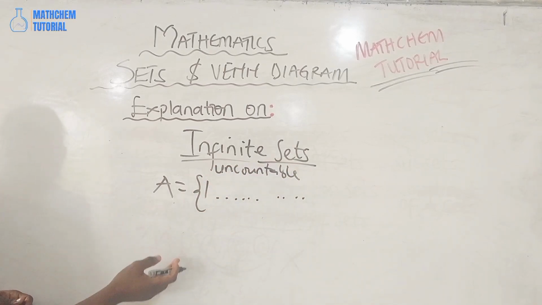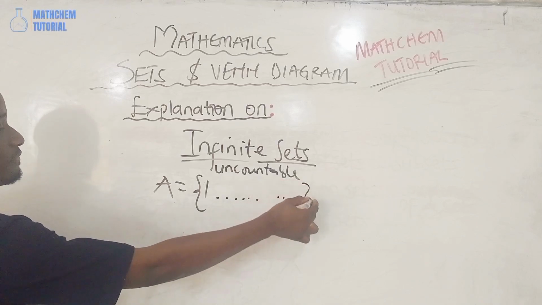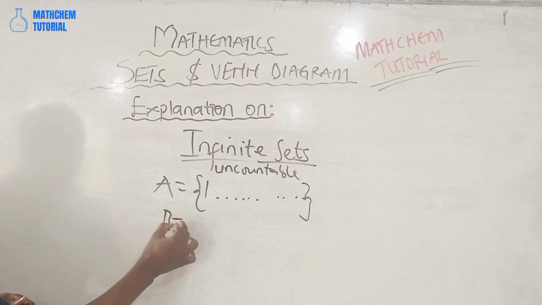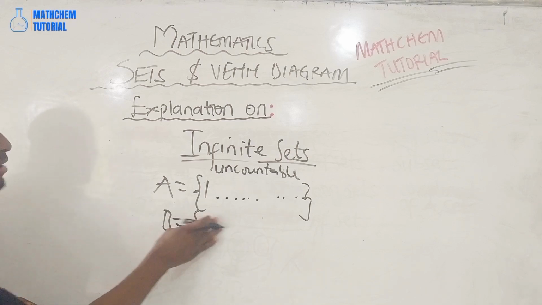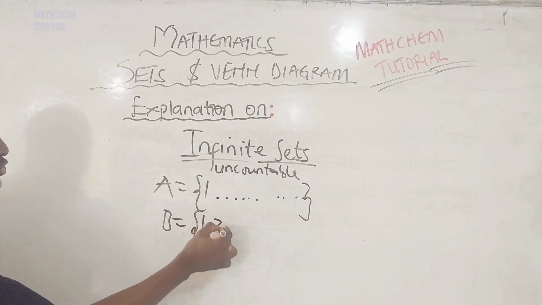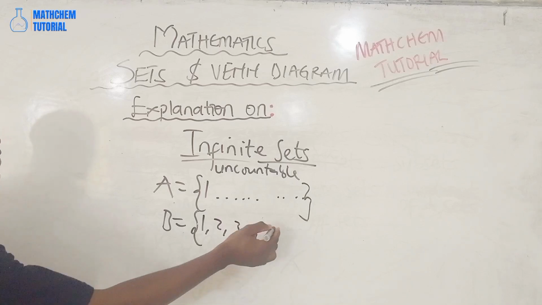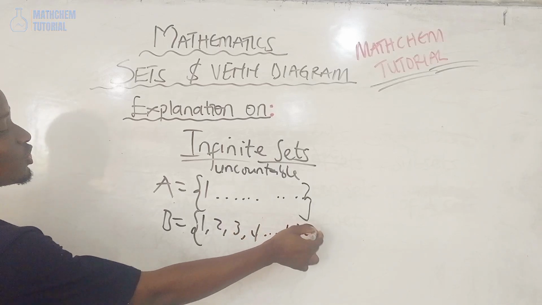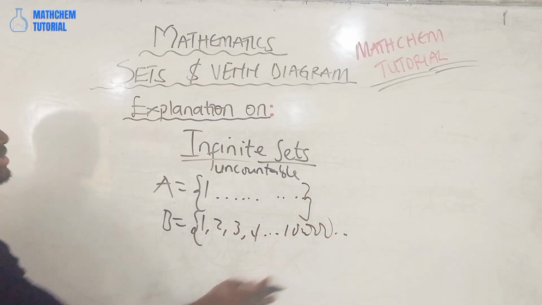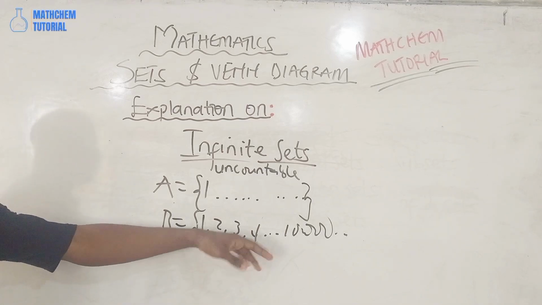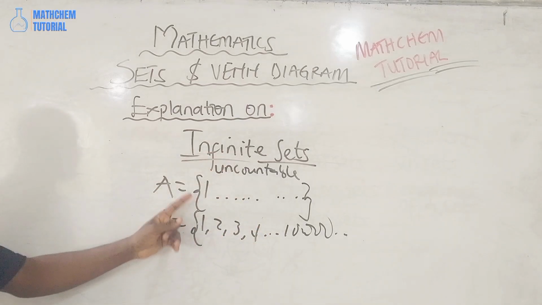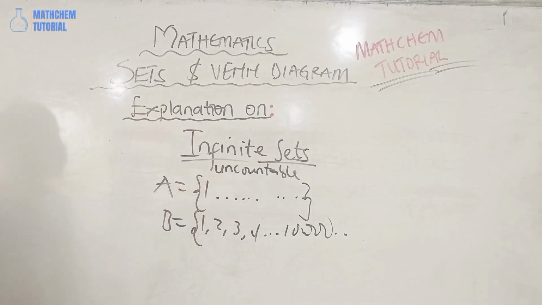So any set that does not have any ending is called an infinite set. Another example is if they tell you all counting numbers, like 1, 2, 3, 4. By the time you continue writing, when you get to 1 million, you will keep writing. So this type of set is an infinite set. A set whereby the elements do not have any ending, like the word uncountable, whereby we still keep counting and it does not have any ending. That's an infinite set.